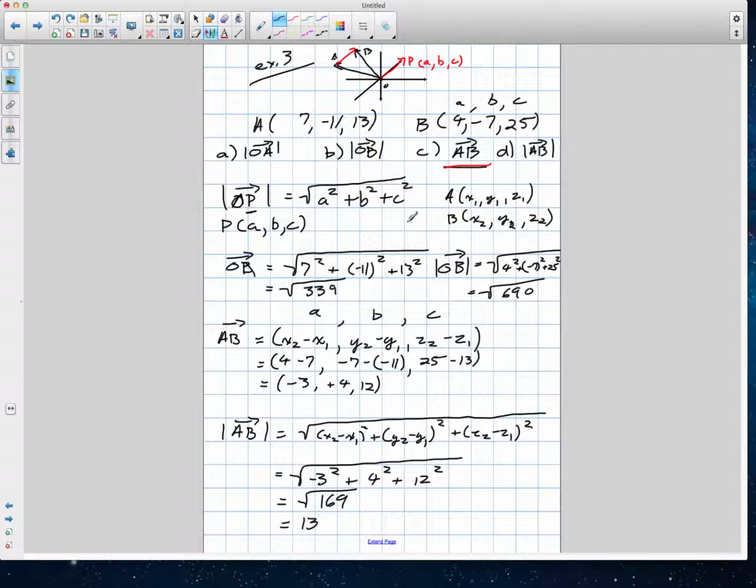Well, what that's telling us is we can find the magnitudes of vectors if we start them at the origin very quickly without having to do this subtraction step, as long as we have the position vectors. This is, in other words, if we're going OA, OB, or OP.